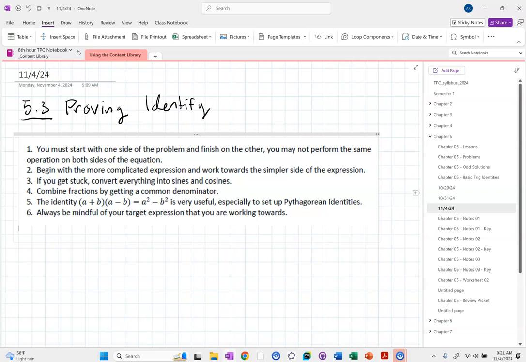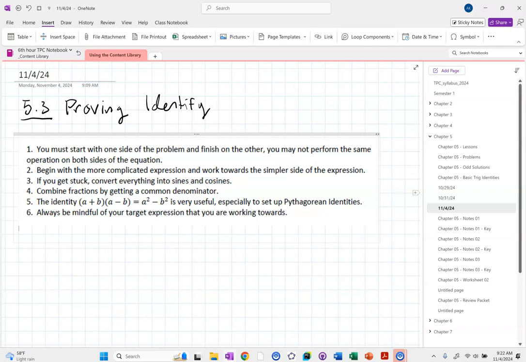Typically, you want to begin with the more complicated side. We'll talk about what complicated means in the context of these problems. But typically in a proof, it's going to be easier to start with the more complicated side and cancel stuff out, than build up from the less complicated side into something that's complicated. In general, start with the more complicated side.